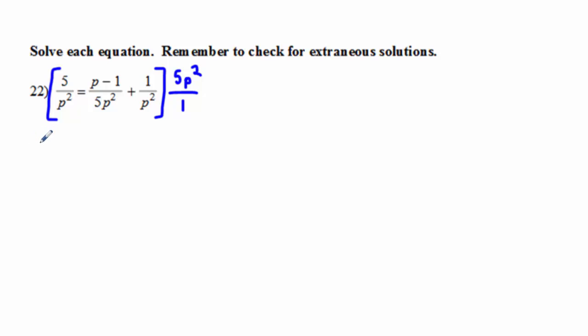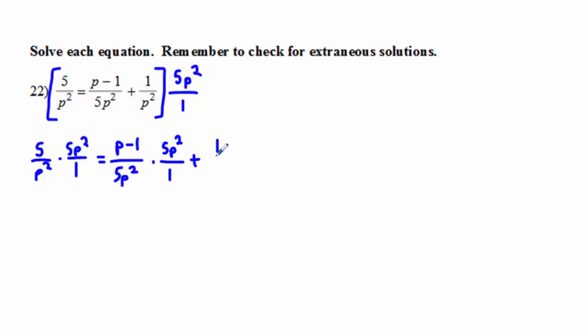I'm going to write it out the long way. I'm going to take my first fraction and multiply it by 5p squared over 1. I'm going to take my next fraction and multiply it by 5p squared over 1. And then I'm going to take my last fraction and multiply it by 5p squared over 1.